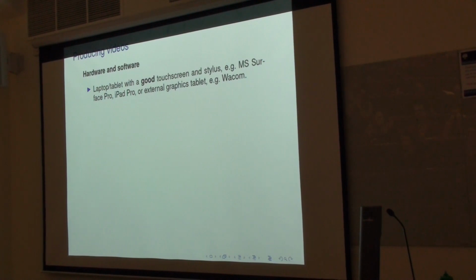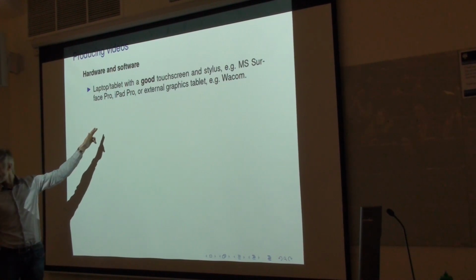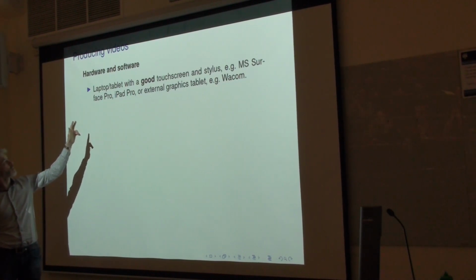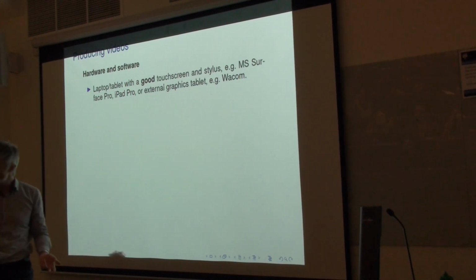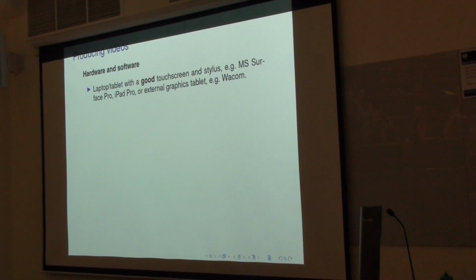So in the end, what I did is I got hold of a Surface Pro. And you have to get a device that has a good touchscreen coupled with a good stylus, in order that you can write in a way that is natural. And I'll show some examples at the end of some videos that I've done, so you can see that I think the writing is reasonably natural.